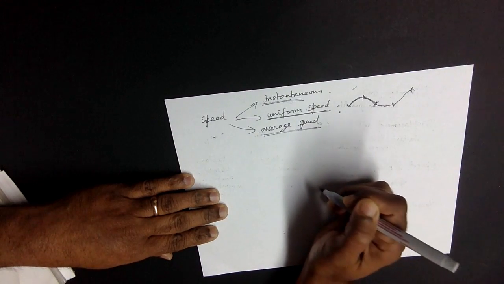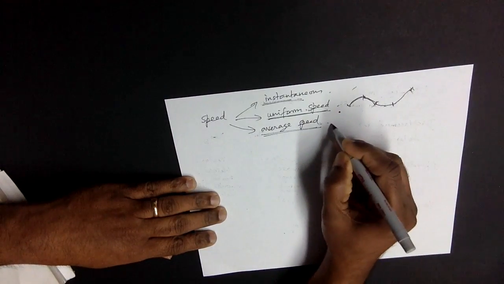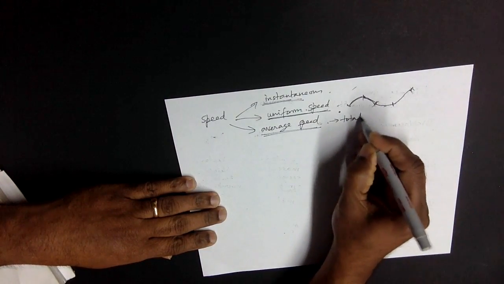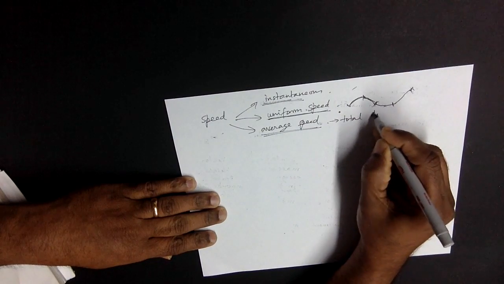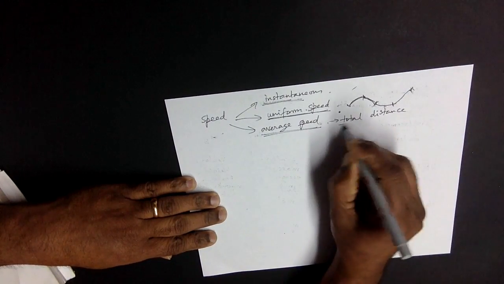Average speed implies the overall effect. Like average speed is the total distance over total time.